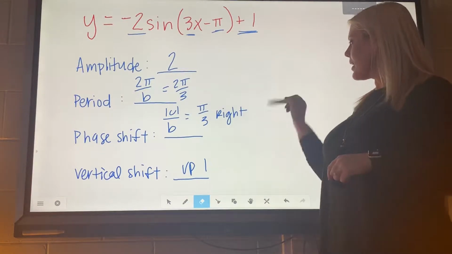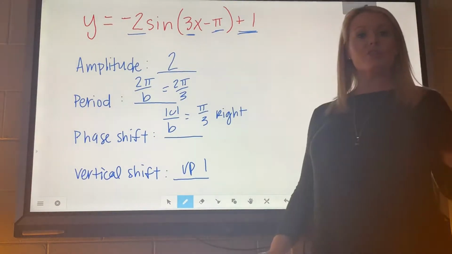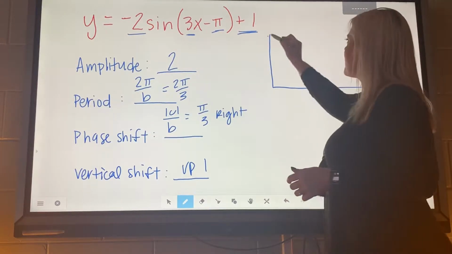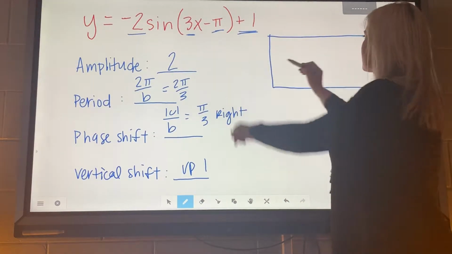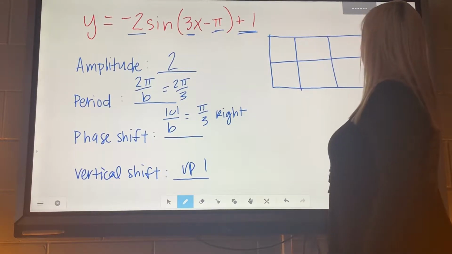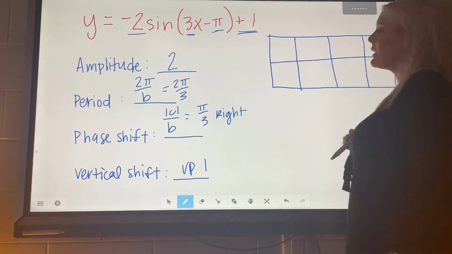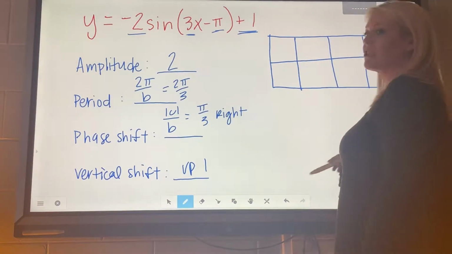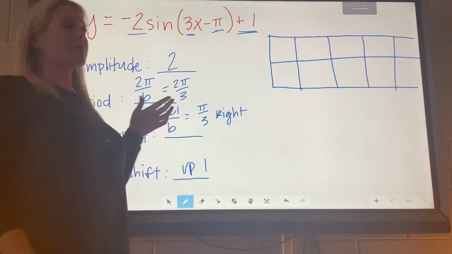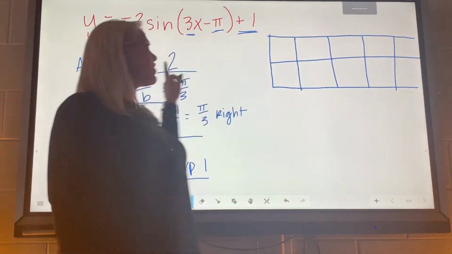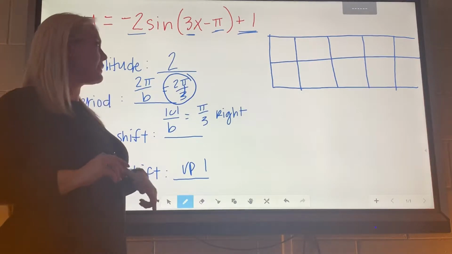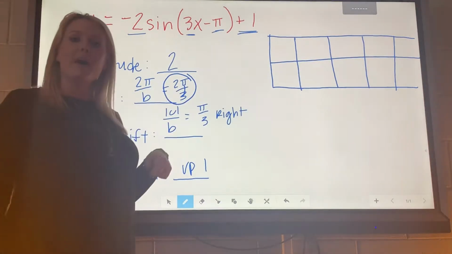All right, so the rest of this I'll leave for now. So I would suggest making a table at this point, especially when you have this many things going on. If you only have 1 or 2 transformations, you may not need to do a table, but I would suggest it for this one. Okay, so the first thing that we want to do is identify our x values just with the period change, and then we'll shift them left and right. So the period is 2 pi over 3.